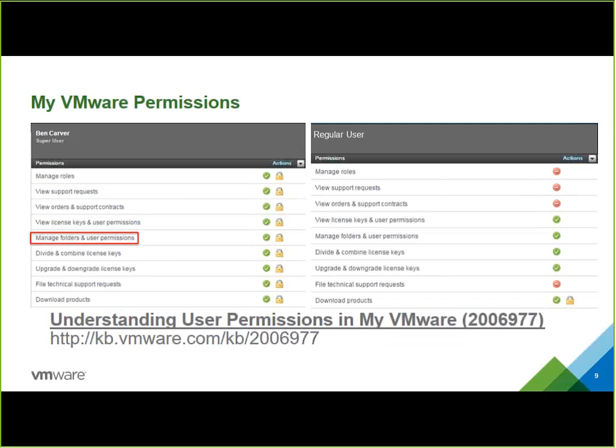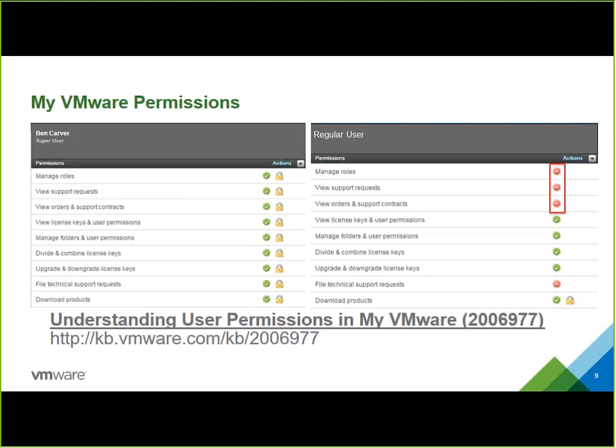Manage folders and user permissions. Provides permission to move, add, or delete folders for the account. Divide and combine license keys. Permission to divide or combine license keys for the account. Upgrade and downgrade license keys. Permission to upgrade or downgrade license keys for the account. File technical support requests. Permission to file technical support requests for license keys owned for the specific entitlement account. Download products. Download permission is granted automatically if the user is added to the entitlement account.